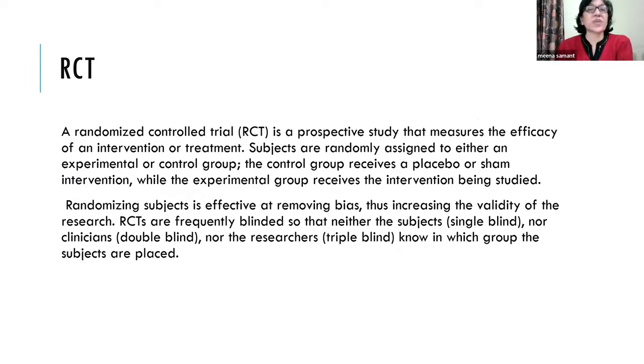Then we have the randomized controlled trials. And as Cochrane said, this is at the highest level of the pyramid of evidence. It is a prospective study that measures the efficacy of an intervention or treatment, where subjects are randomly assigned to either an experimental or control group. The control group receives a placebo or sham intervention, while the experimental group receives the intervention being studied. Randomizing the subjects is effective at removing bias, thus increasing the validity. And also many times it is a blinded one.